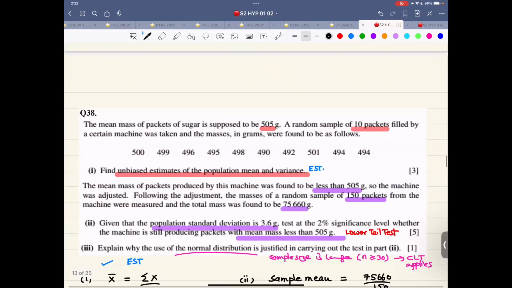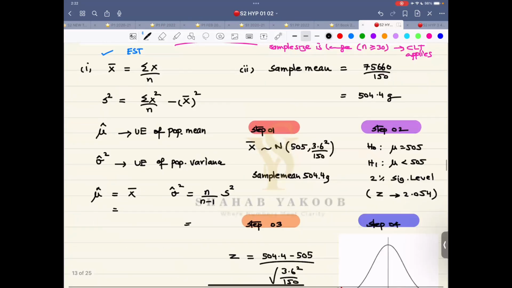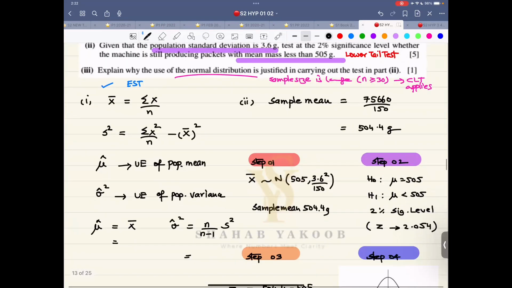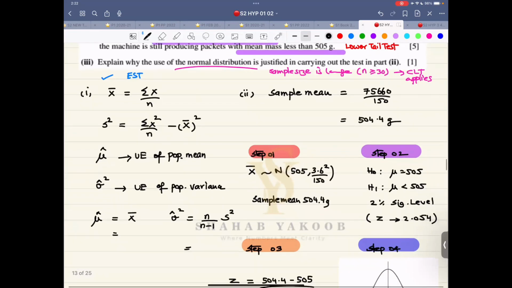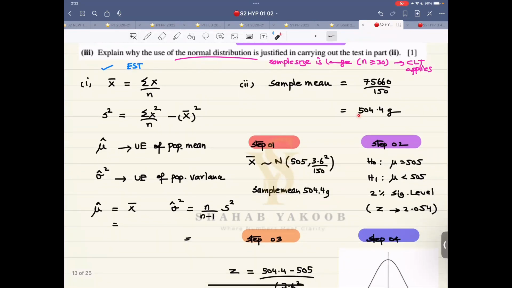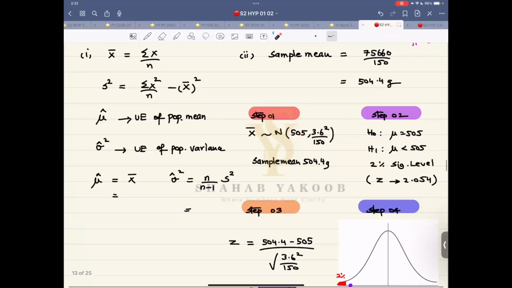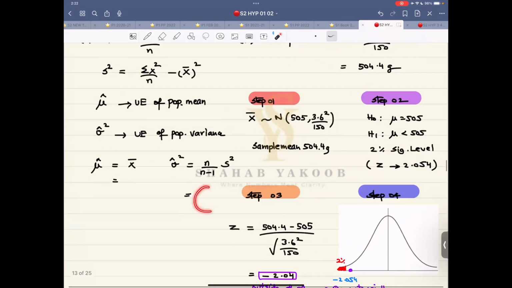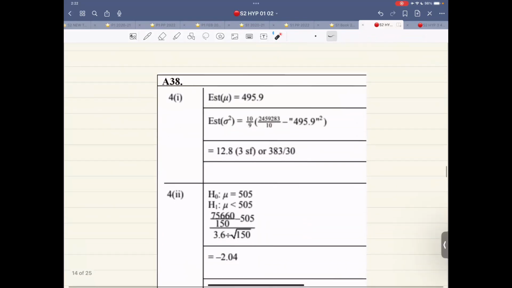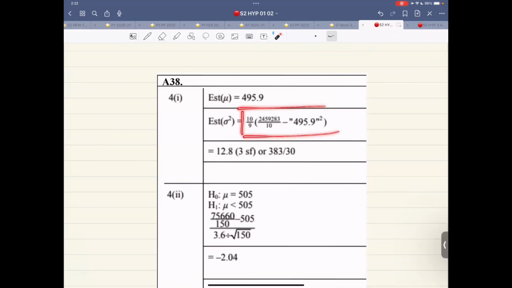So let me get the details from here. Everything is written over here. Sample mean is coming out to be 504.4. And the unbiased estimate, I did not calculate. It's right over here. This is another formula that they use.